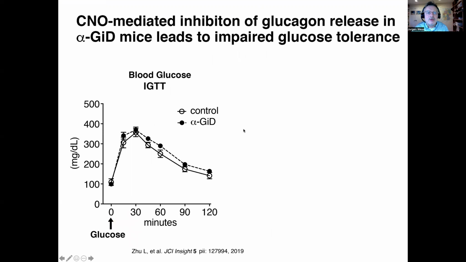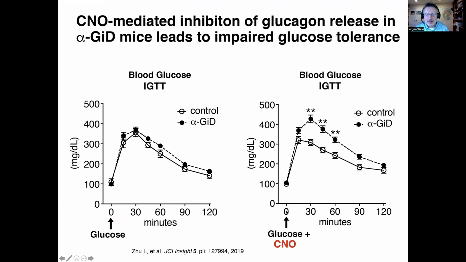This slide shows the results of glucose tolerance tests, IP glucose tolerance tests. When injected with glucose alone, the control and the DREADD mice showed similar blood glucose excursions. However, co-injection of glucose with CNO demonstrated that the alpha-Gi DREADD mice showed pronounced glucose intolerance.